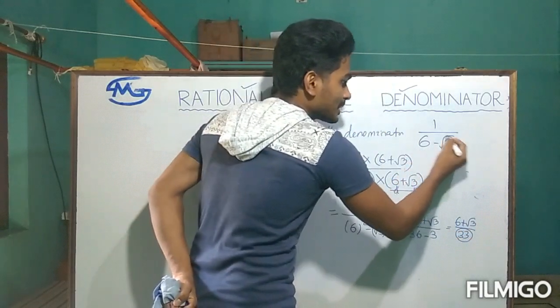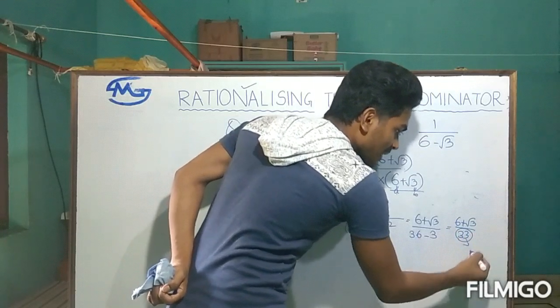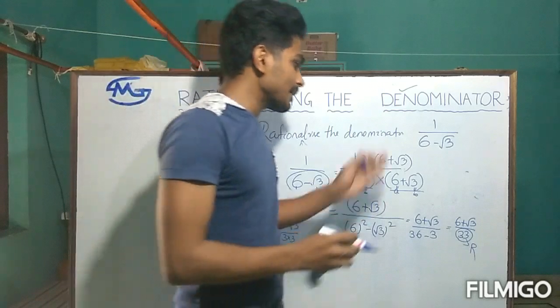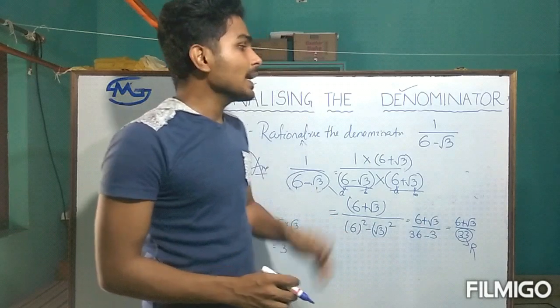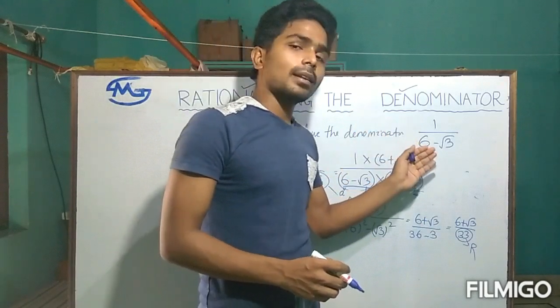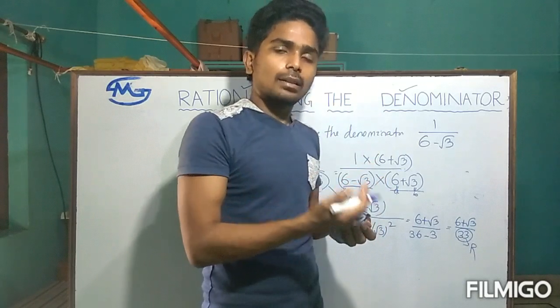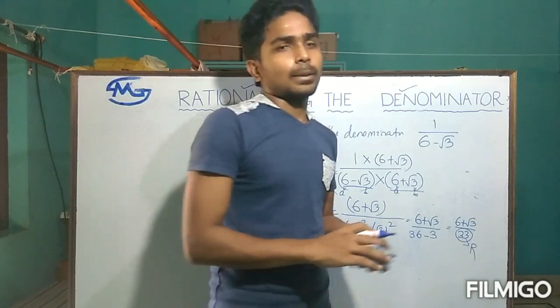The denominator was 6 minus root 3, which is irrational, and we converted it into a rational number, which is 33. So in this way we can convert an irrational number into a rational number if the denominator is a two-term or binomial expression. Then we only have to multiply by its conjugate and we can easily get a rational number.